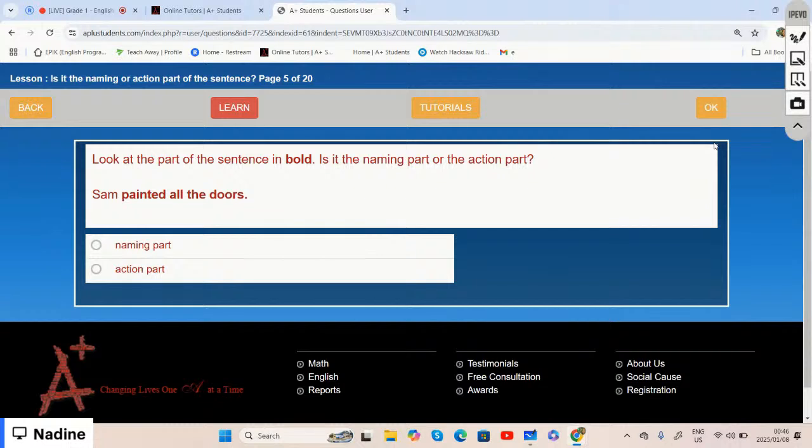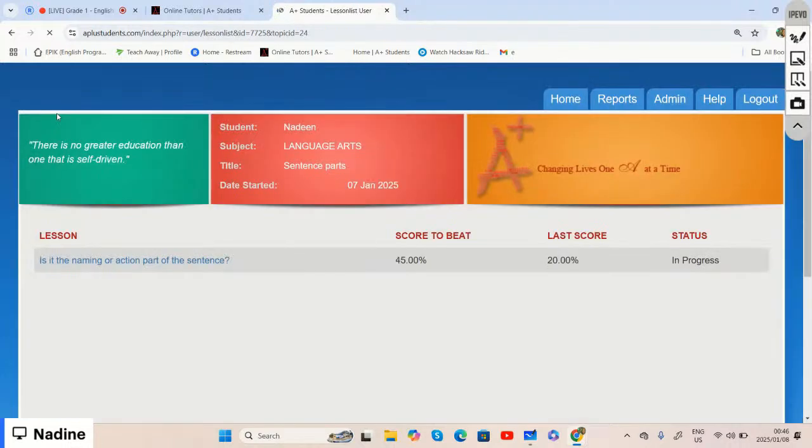All right. So we said that within a sentence we have naming parts and we have action parts. The naming part tells us either who or what is doing the action. And the action part tells us what the action is that the person, thing, or animal does. So this is the end of our lesson on sentence parts.